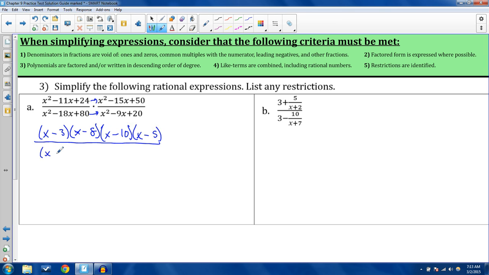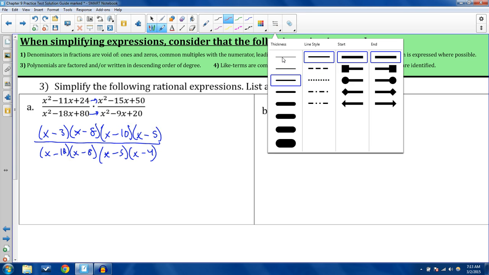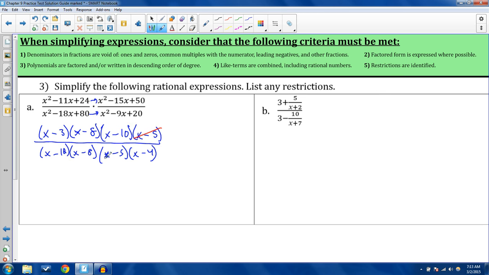Two numbers that multiply to positive 80 and add to negative 18 are negative 10 and negative 8. And two numbers that multiply to positive 20 and add to negative 9 are negative 5 and negative 4. From there, because everything is a common multiple with one another, you can now divide things that are identical on top and bottom. So I have x minus 10, x minus 8, and x minus 5.